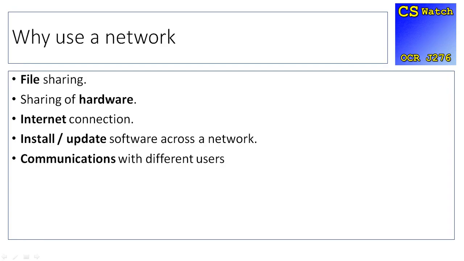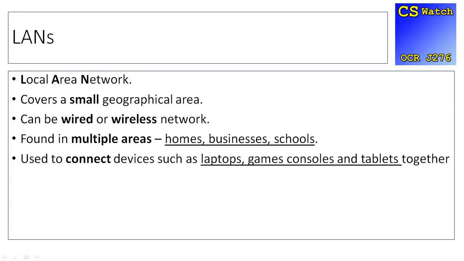They can share hardware, such as printers and scanners, and they can share an internet connection. Software can be installed or updated across a network, which means you don't have to go around every single PC. And then you can communicate with other users, so you can use email, instant messaging, or any other application you fancy for communicating between different PCs on the network.